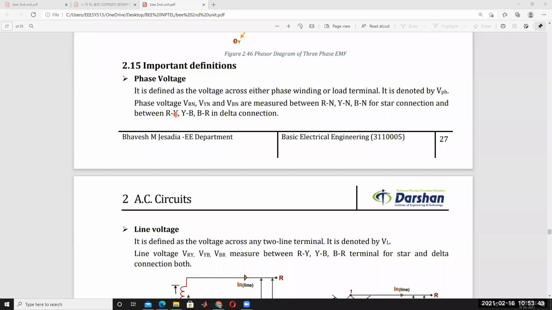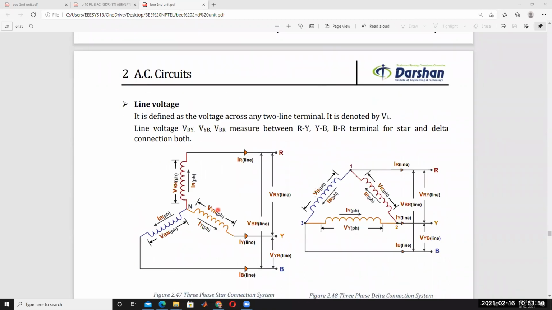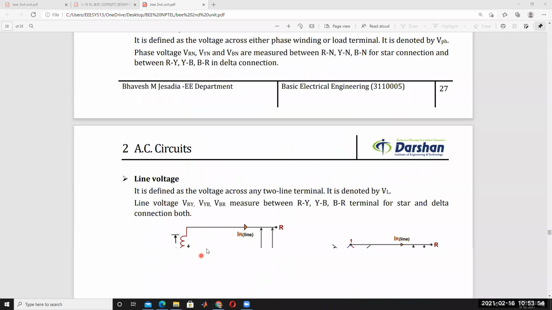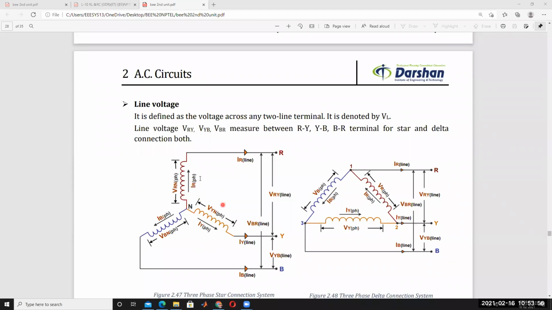The voltage between R phase and B phase is called phase voltage. In between these two voltages is called phase voltage in delta connection. This is the delta connection, and this is called a star connection. The three phases are connected like the star connection, and these three phases are connected like the delta connection.